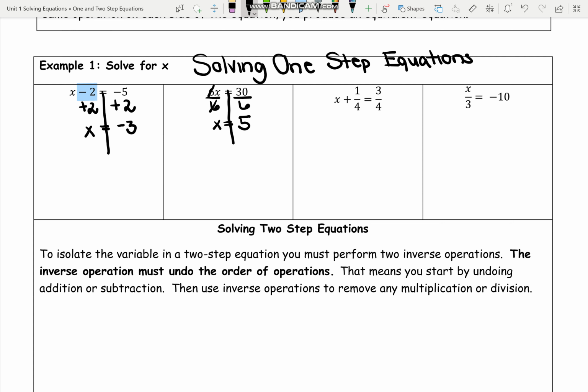So sometimes we think the world of mathematics ends when there's fractions involved, but we're just going to do an inverse operation to plus 1/4, which is minus 1/4. I'm going to do that to the left side of the equation. I'm also going to do that to the right side of the equation. 3 minus 1 is 2 over 4. And I can simplify this fraction to 1/2.